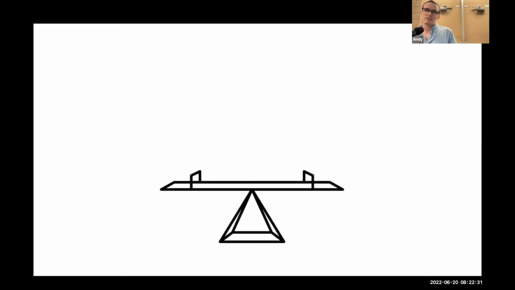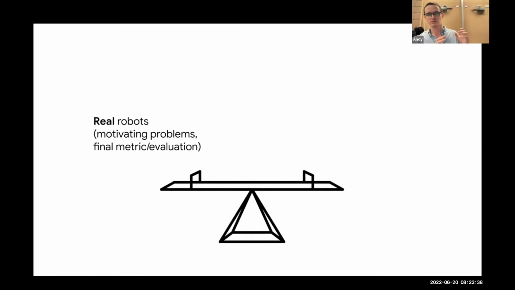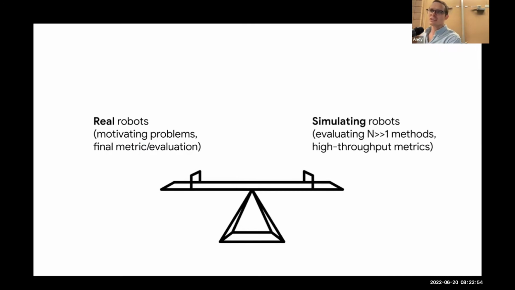A balancing act that I want to call out is, on the one hand, real robots are ultimately the thing that as robot researchers, as roboticists, we should care about. I think they should motivate our problems. Robots working should be our final actual metric and evaluation. But on the other hand, as many of you may know, simulating robots is very helpful for evaluating a large amount of things, getting high throughput metrics, things like that.